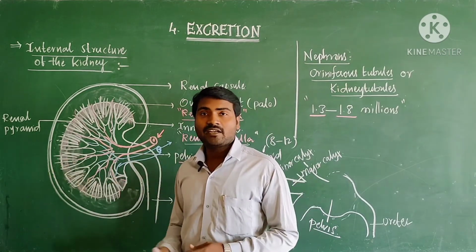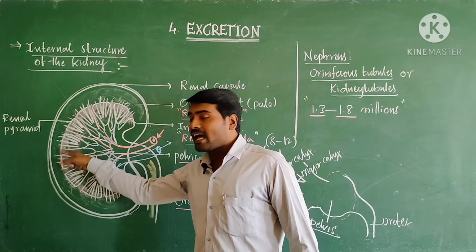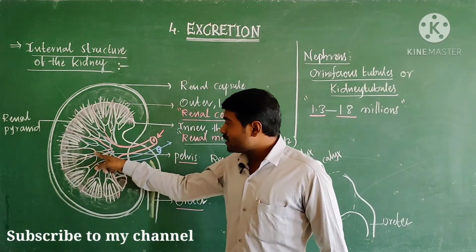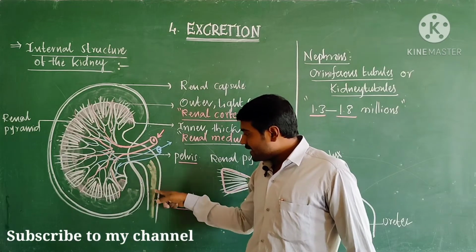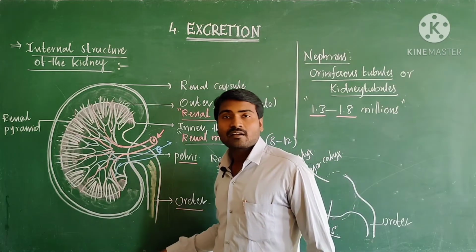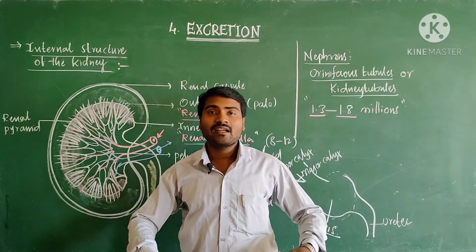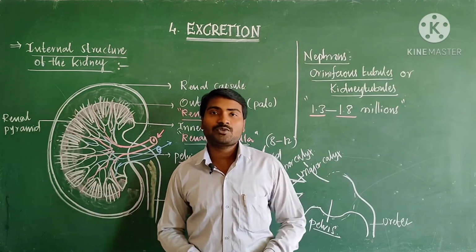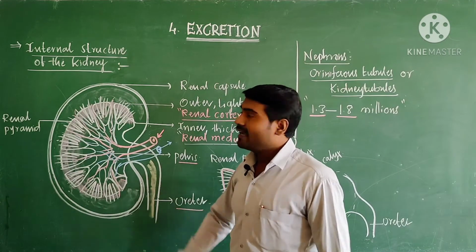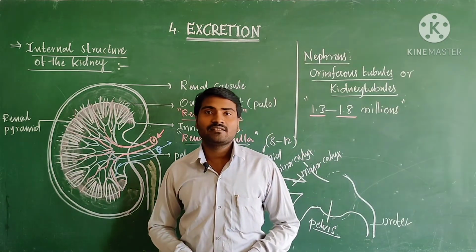After filtration, the urine which is found in the nephrons comes through this way: calyces into pelvis. From the pelvis, it enters into the ureter. So both ureters open into the bladder, where urine is temporarily stored. So this is the internal structure of the kidney.